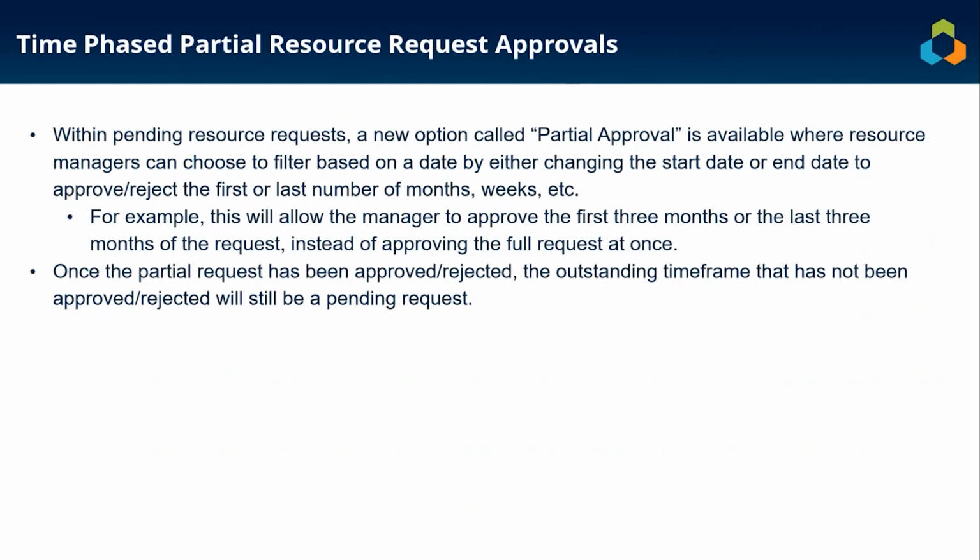For example, this will allow the manager to approve the first 3 months or the last 3 months of the request, instead of approving the full request at one time. Once the partial request has been approved or rejected, the outstanding timeframe that has not been approved or rejected will still show as a pending request. Let's walk through this within Tempus.